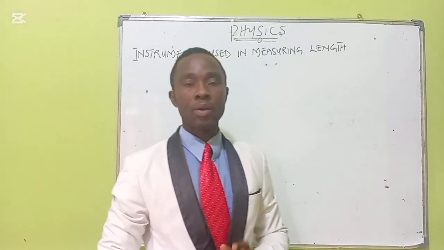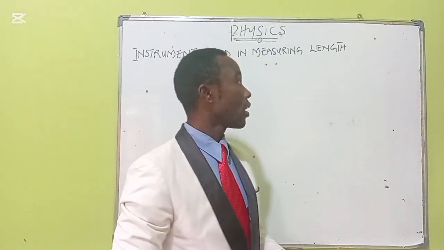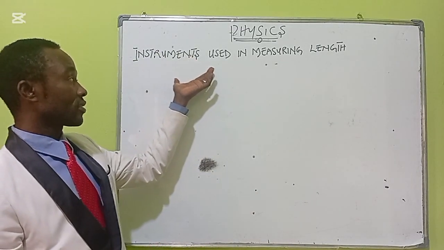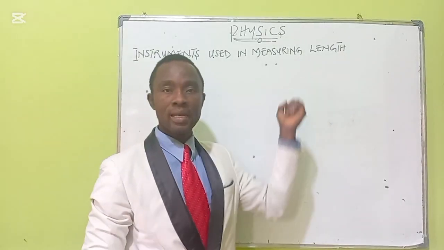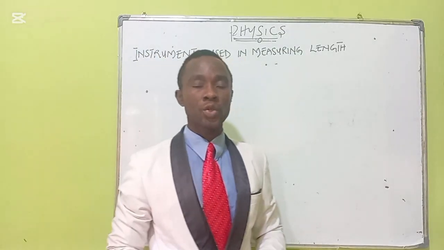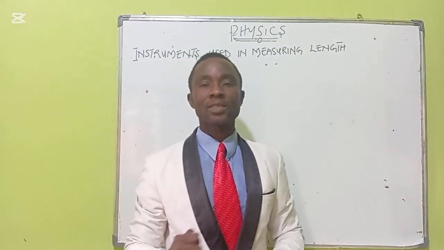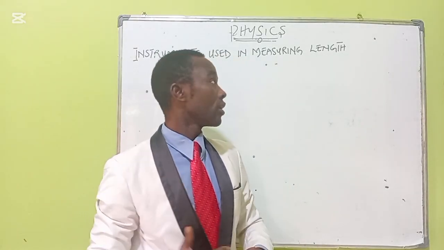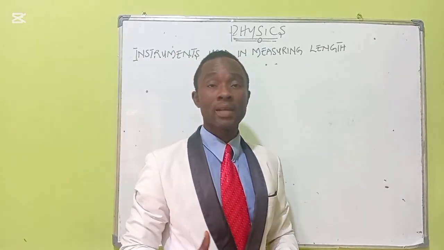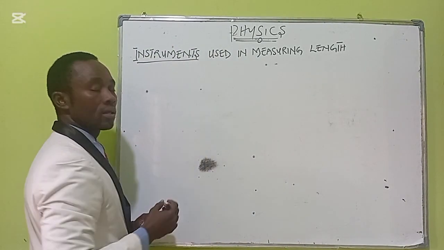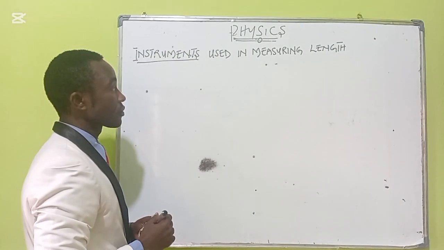Today in class, I'll be taking you on physics. The topic is instruments used in measuring length. In our last class, we talked about the different units for the measurement of length. Now we have entered instruments that are used in measuring length.